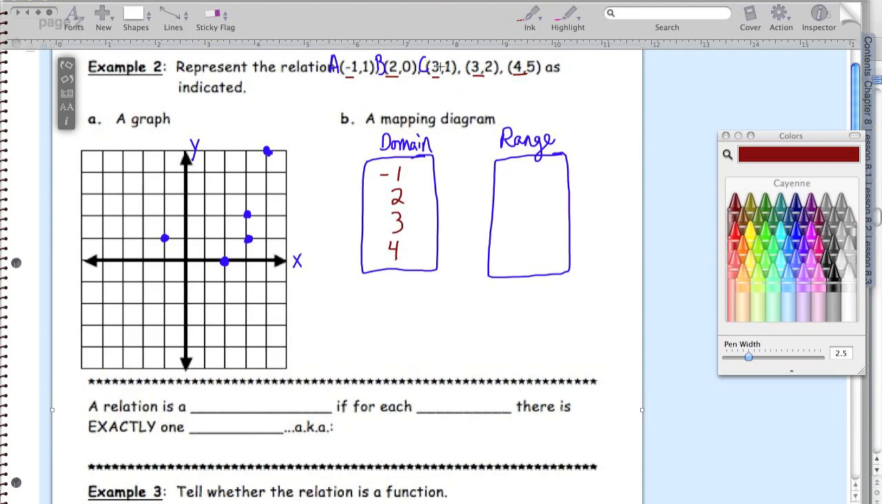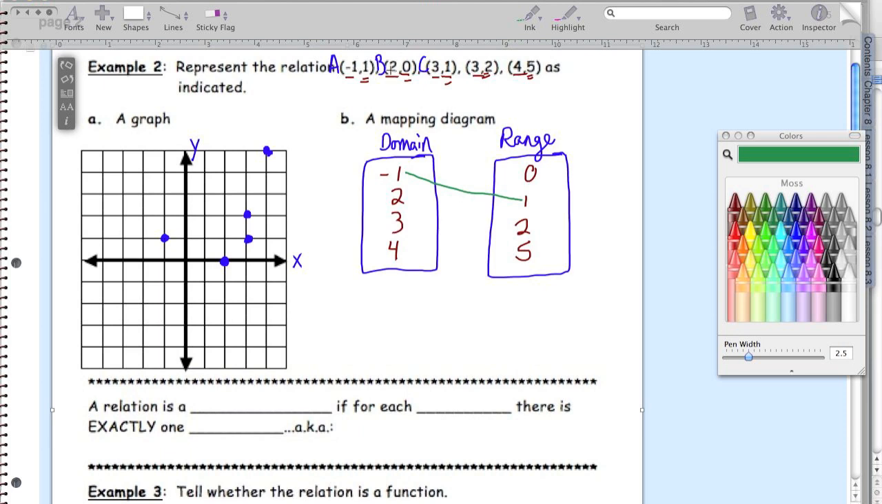Then we're going to put all of our range values, which are 1, 0, 1, 2, and 5. So we'll have 1, 0, 2, and 5, or 0, 1, 2, 5, putting them in numerical order. Now here comes the fun part. Now to map this, essentially all we're going to do is connect the points to where they go. So the first ordered pair says -1, 1. So that means we start at -1, we're going to connect it to 1.